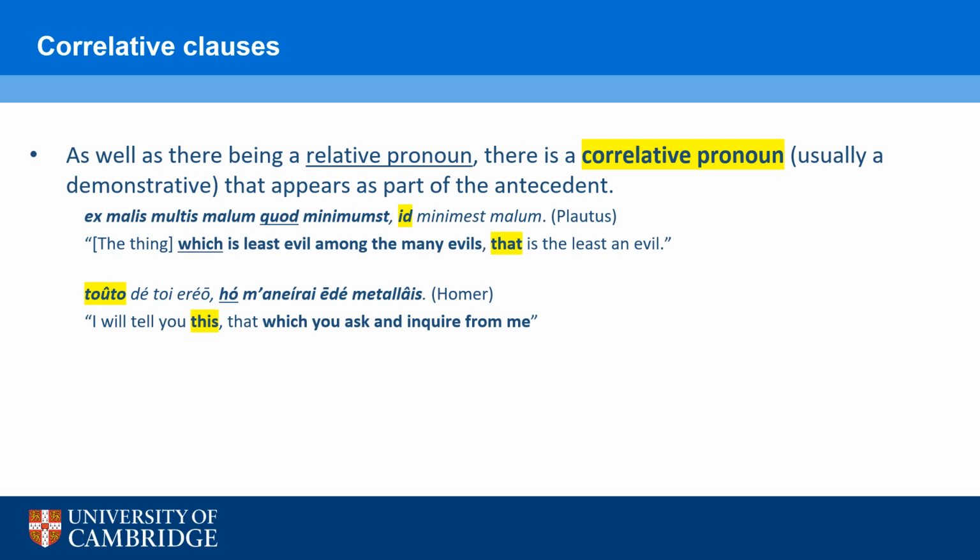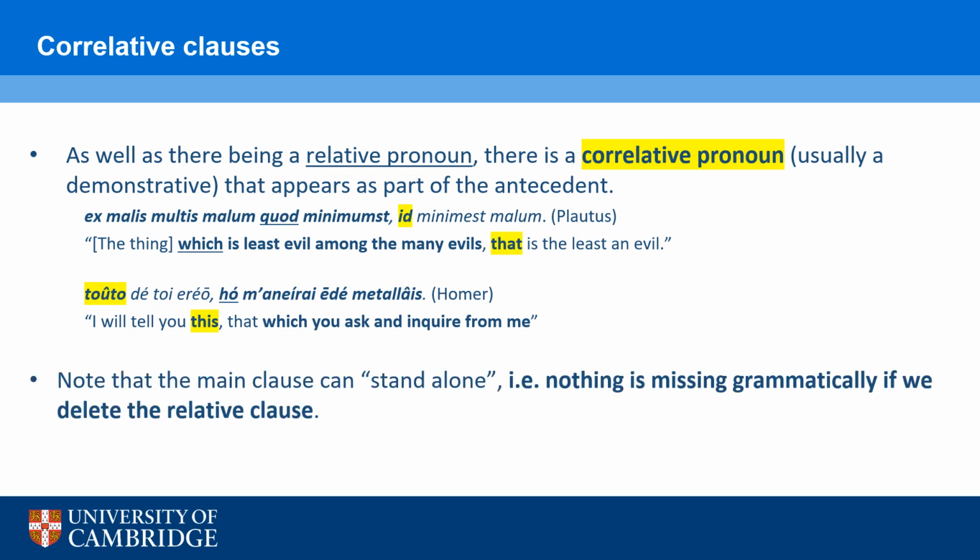A key feature of correlative clauses is that the main clause, which contains the correlative pronoun, can stand alone without the relative clause. In other words, nothing is missing grammatically if we delete the relative clause. Let's look back at these examples. With the relative clause deleted, the main clause still works just fine. That is the least an evil. We might not know what that is, but the sentence is grammatical. Similarly, I will tell you this makes perfect sense.